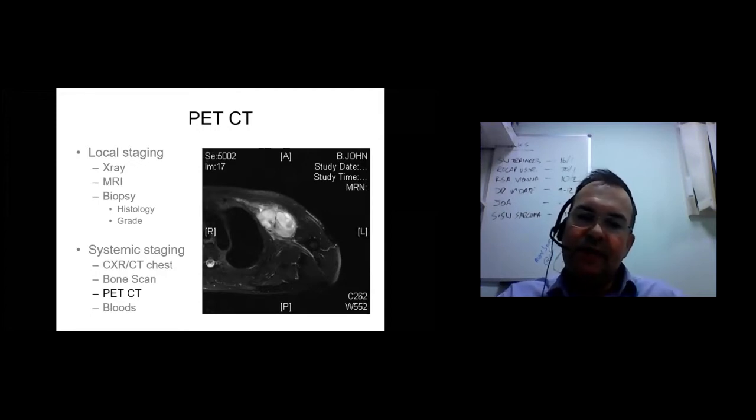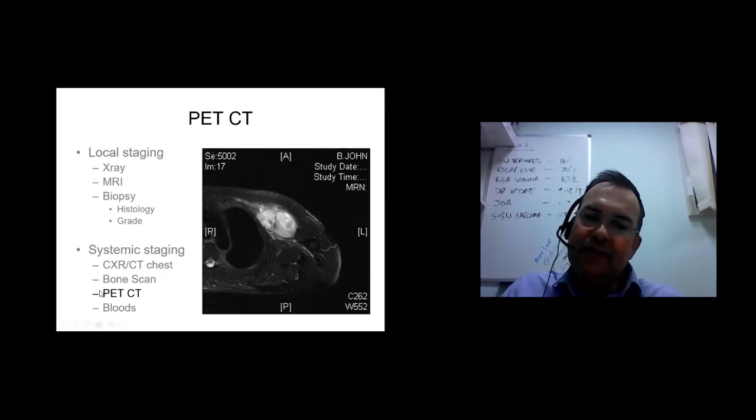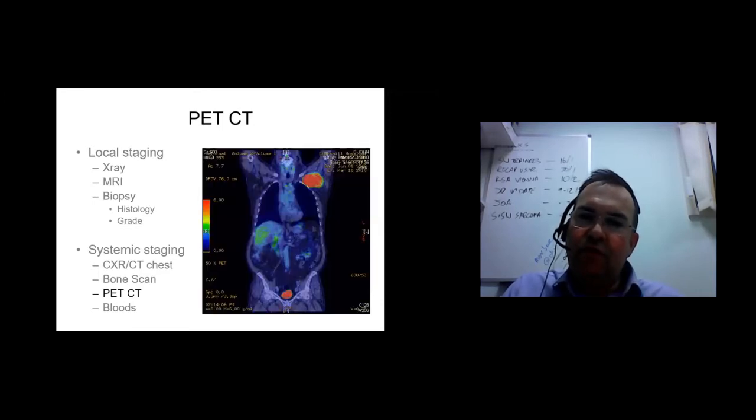So here's a lesion you can see in the axilla for this patient. This is one of our younger patients here. The lesion lies on the lateral chest wall. And the PET scan is really, really helpful for us.